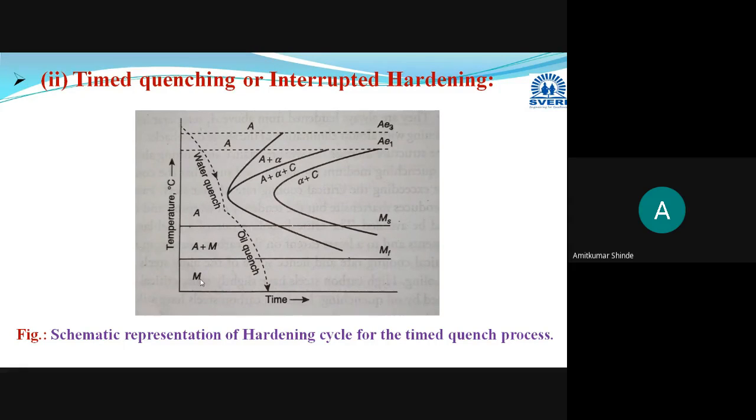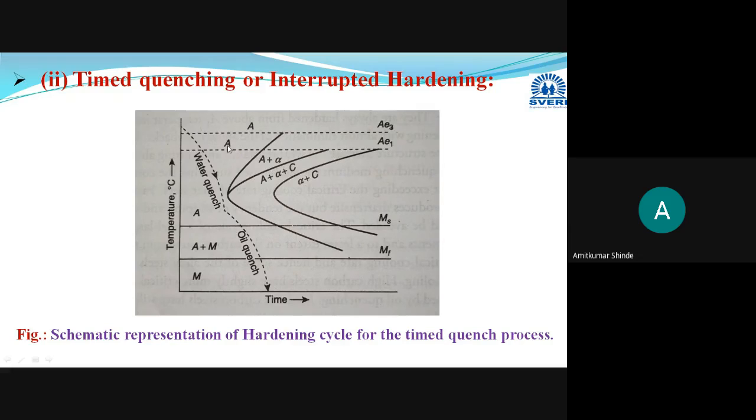But during this hardening process, in some kinds of steel, suppose high carbon steels, the martensite finish temperature, or martensite transformation complete temperature, is below room temperature, or sometimes in the negative temperature zone. So it is almost impossible to transform all austenite to martensite. Suppose 100% austenite is there; you will not end up with 100% martensite. You will end up with 90%, 95%, or 80% martensite.